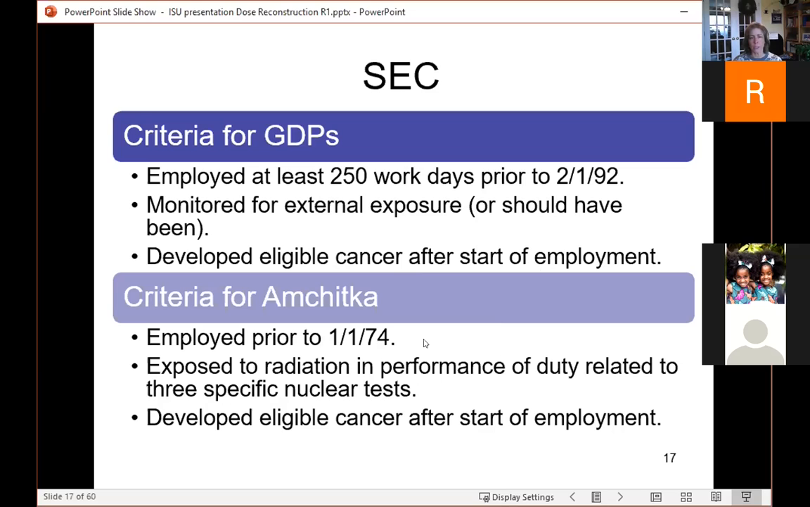For Amchitka, since this was weapons testing, it doesn't have the 250-day workday requirement. It's just employment prior to 1974 and exposed to radiation in the performance of duty related to the 3 specified tests. And again, an eligible cancer.